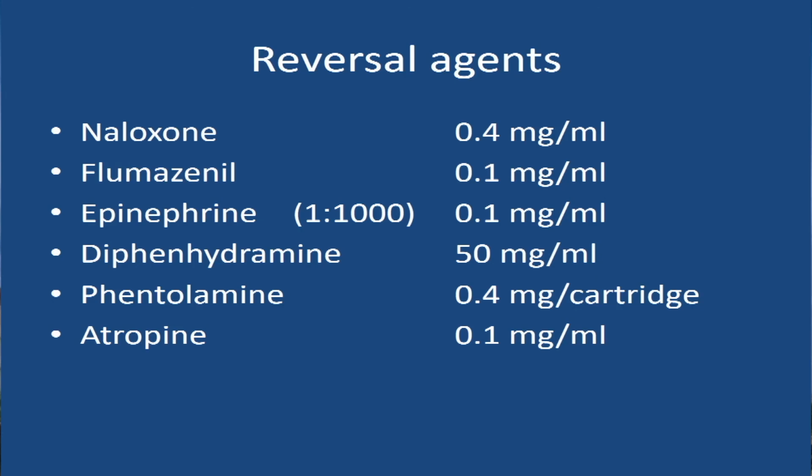Phentolamine is a drug that reverses the action of local anesthetics, and it comes in these cartridges. And atropine tends to elevate the heart rate in a patient who may be a little bit bradycardic, and so we can use that for reversing bradycardia due to the bradycardic effect of the medications that we give to our patients for sedation.